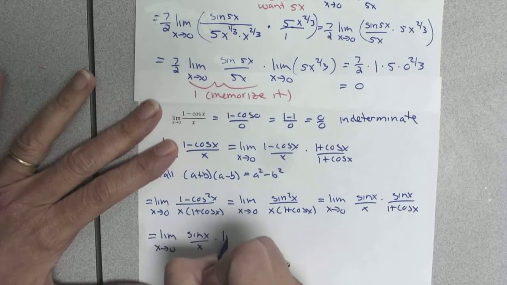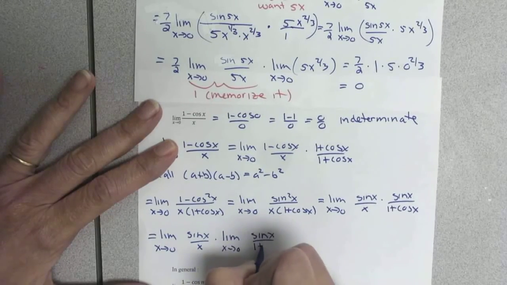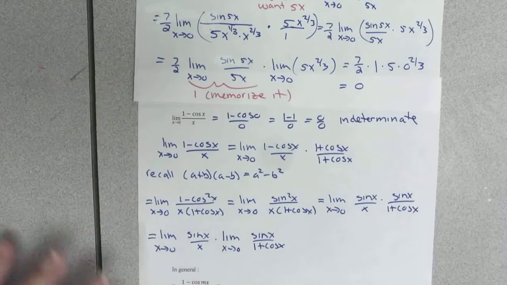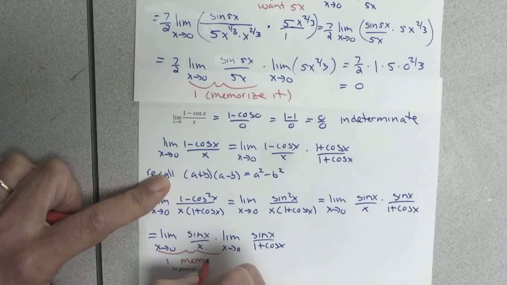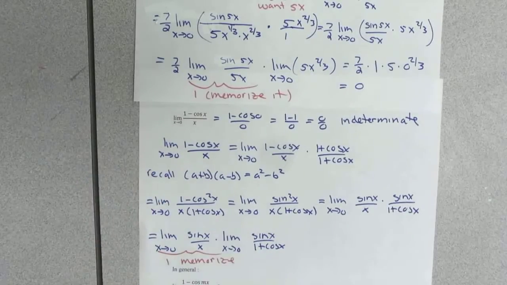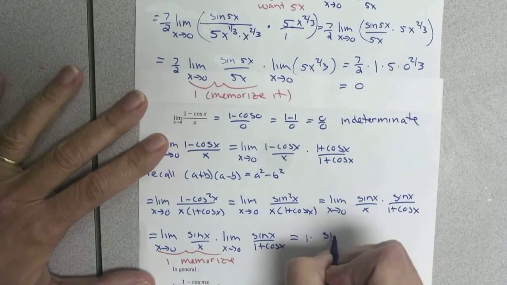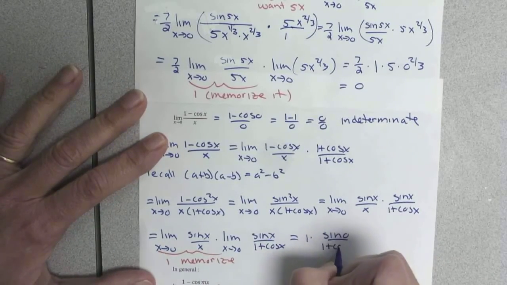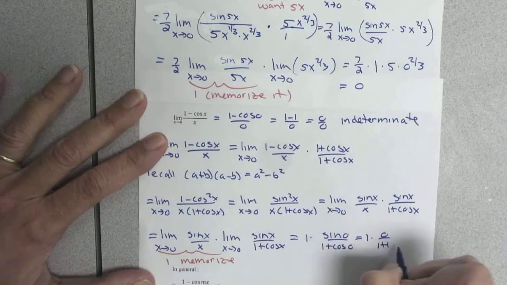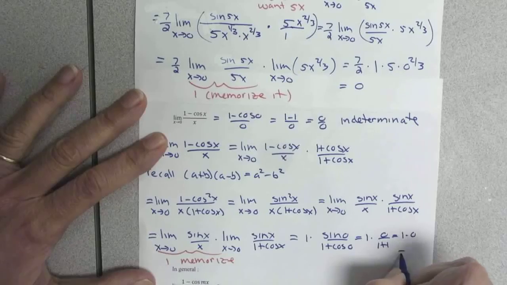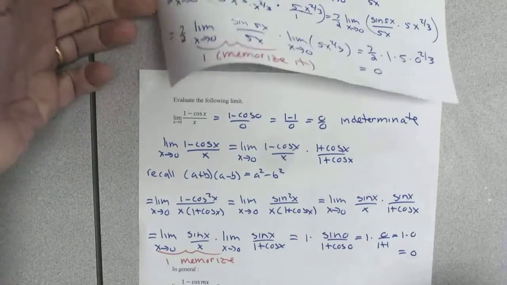And so very technically, I can split these guys up into two separate limits. This first one is going to be 1. Memorize it. And this is 1 times, and then this next one I can do by substitution. And so I have 1 times 0 over 1 plus 1, 1 times 0, or 0. And so that limit is 0.